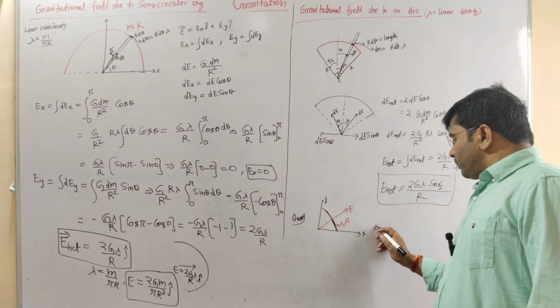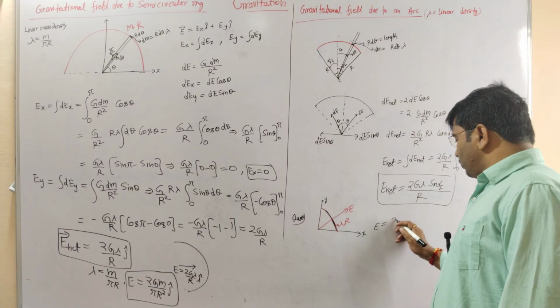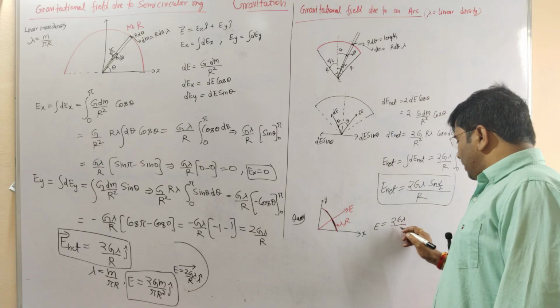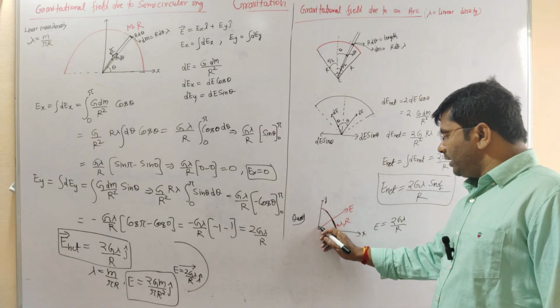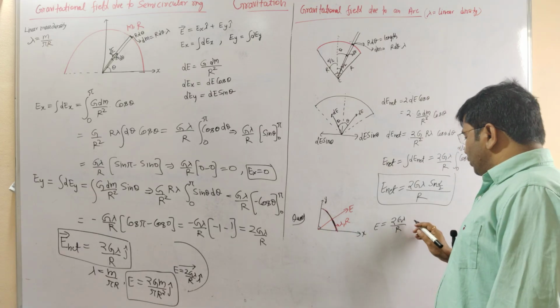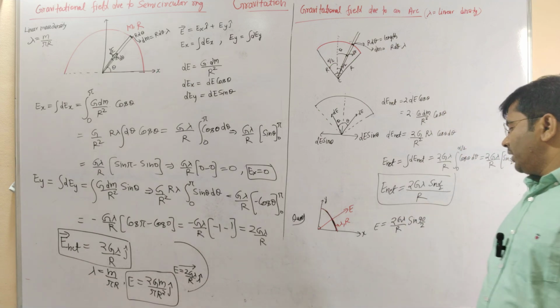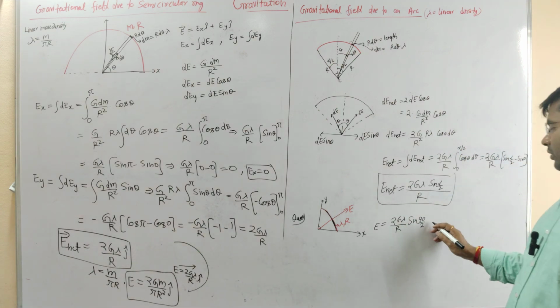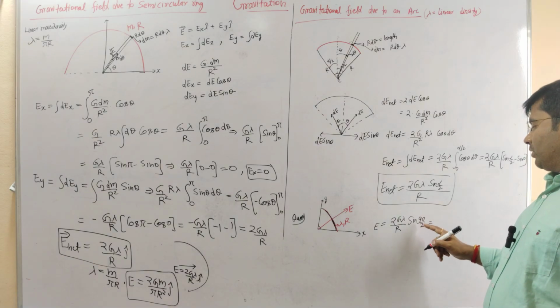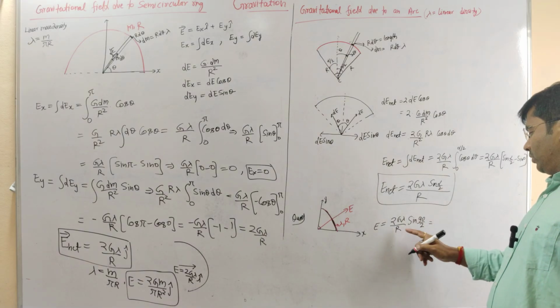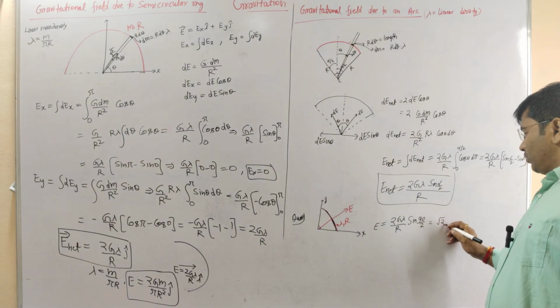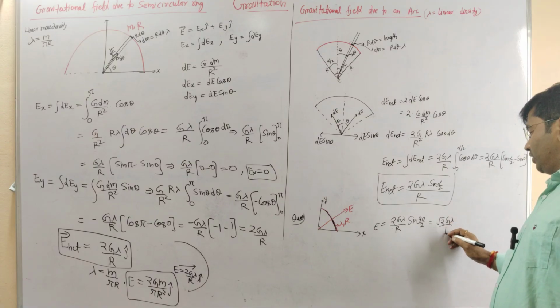So what would be this value? This value will be 2G lambda upon r. What is this angle? This angle is 90. So sin 90 upon 2. Clear? Now this is the value. Sin 90 upon 2, sin 45, 1 upon root 2. So if I divide, it will come root 2 G lambda upon r. This is okay in value.